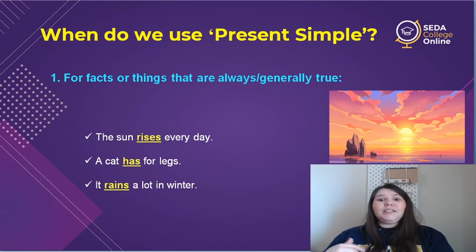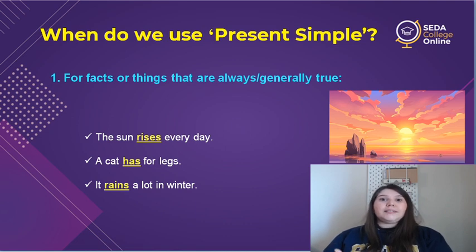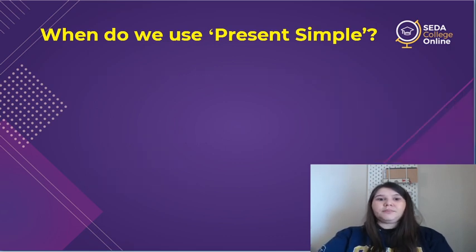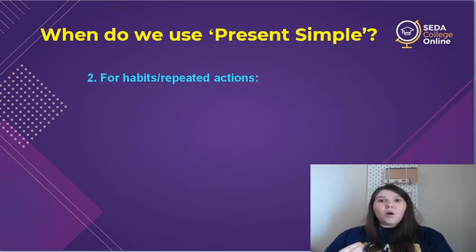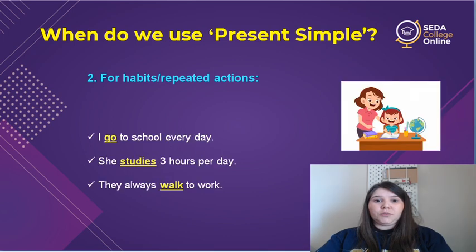And the last one, it rains a lot in winter. So again, it's a fact, especially in Dublin. It's a fact and it's something that's generally true. So we use the present simple for that. Okay? So that's the first point. The second point, for habits or repeated actions. Habits or repeated actions. Let's see some examples.